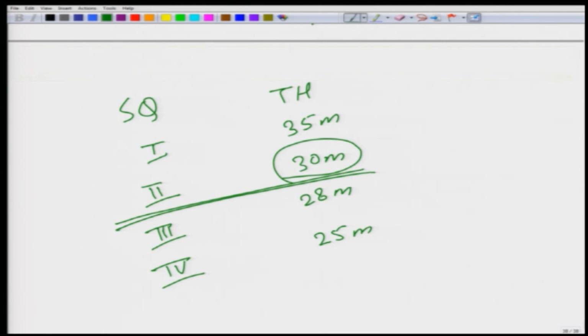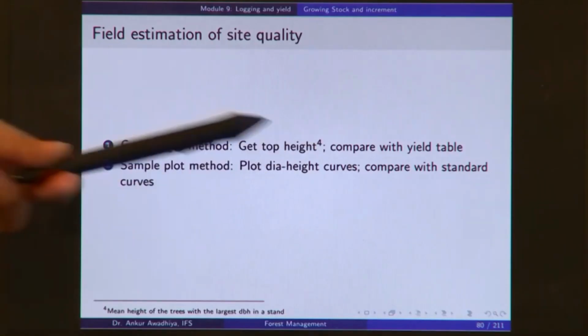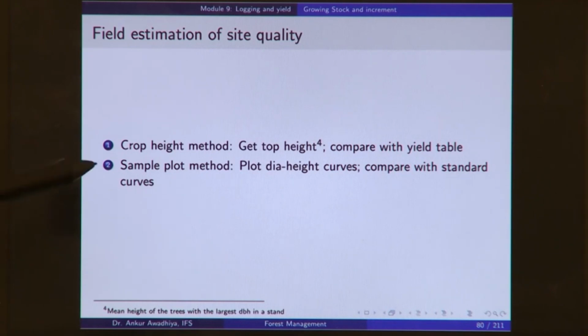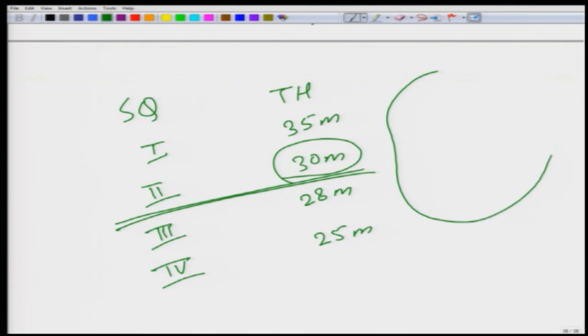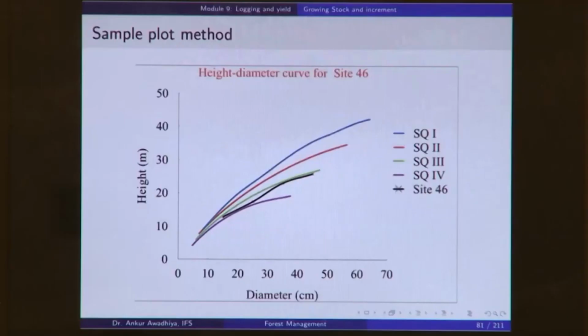So, this is one way of looking at the tree characteristics. We find out the top height, compare it with the yield table, and we get the site quality. Another method is the sample plot method. In the sample plot method, you take sample plots in your forest. In this large forest, you took a few sample plots, and in these sample plots, you measure the diameter and height of different trees, then plot the diameter and height curves for different individuals in these sample plots, and then compare it with the standards.